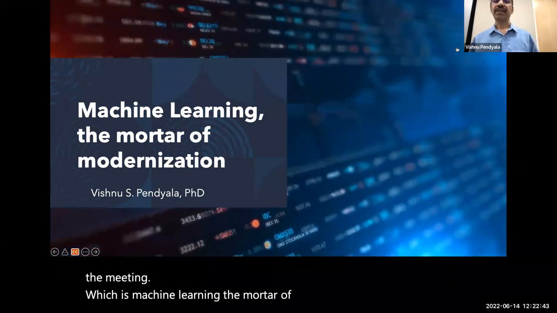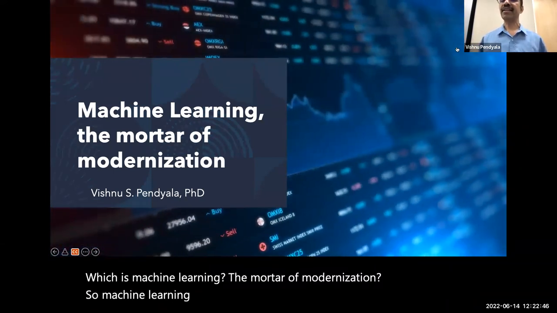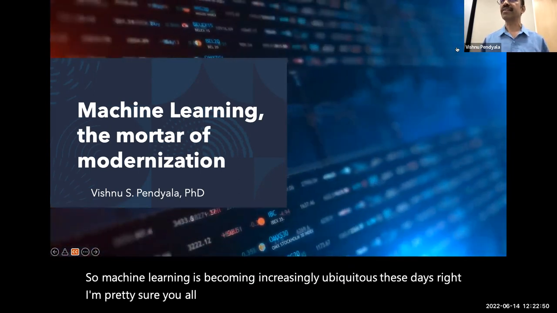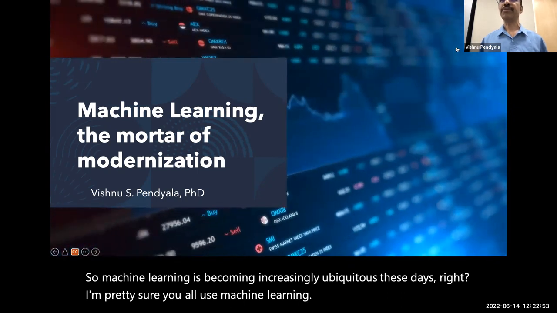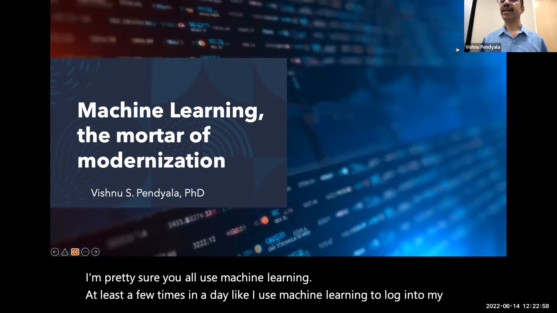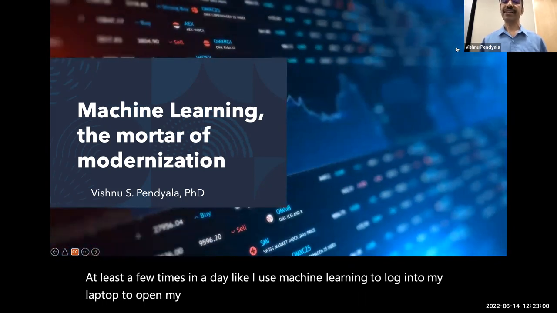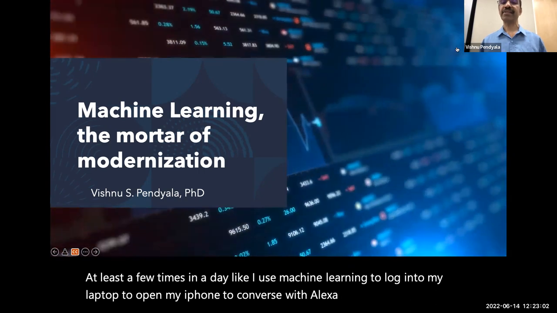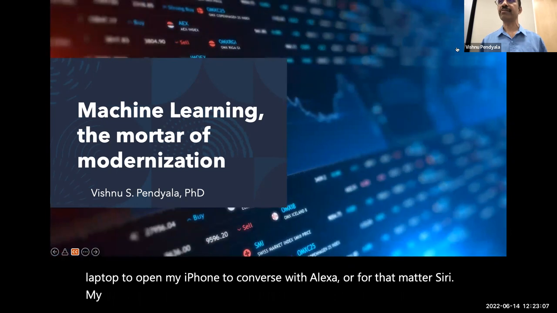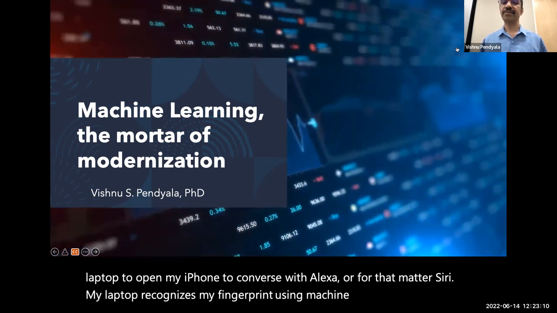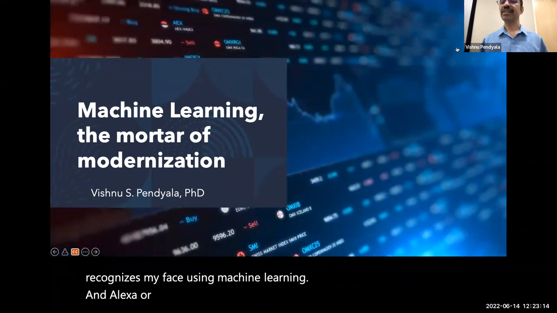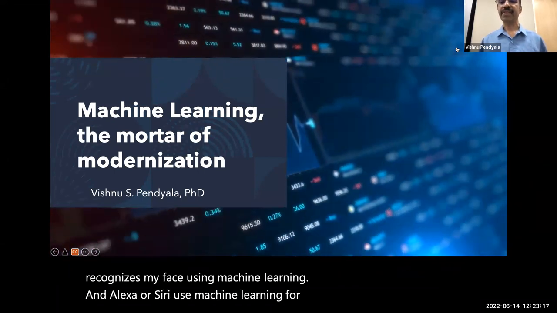Modernization. So machine learning is becoming increasingly ubiquitous these days, right? I'm pretty sure you all use machine learning at least a few times in a day. Like I use machine learning to log into my laptop, to open my iPhone, to converse with Alexa, or for that matter, Siri. My laptop recognizes my fingerprint using machine learning. iPhone recognizes my face using machine learning. And Alexa or Siri use machine learning for understanding my voice.